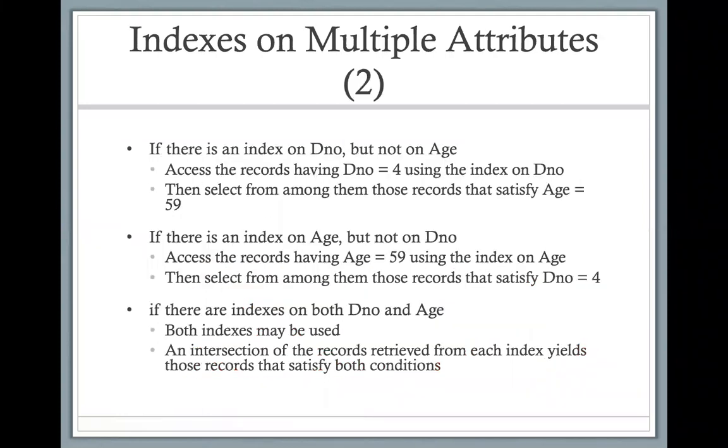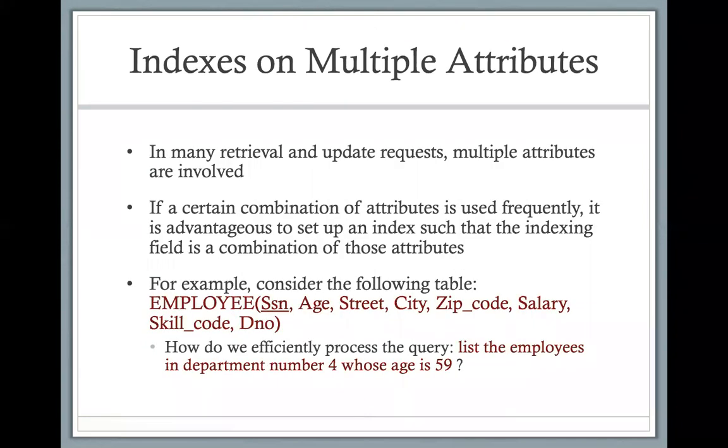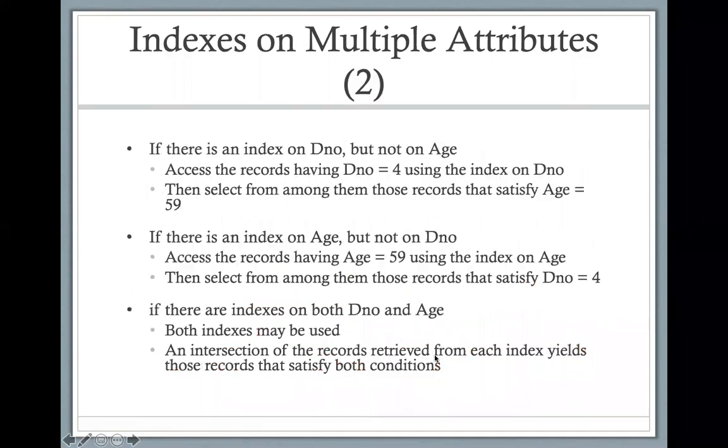If there is an index on department number but not on age, I can use the index on department number. If I don't have any indices, what do I have to do? I'd have to do a linear search. So basically go through every record in the table and check whether it satisfies this condition, that the employee is in department number 4 and his age is 59. But if there is an index on department number only, I can use this index. So it will speed up the operations a little bit.